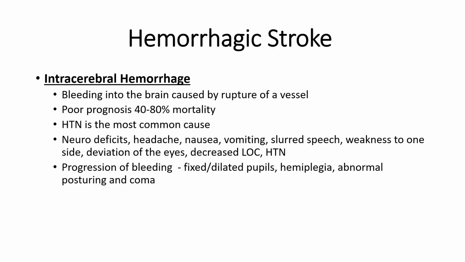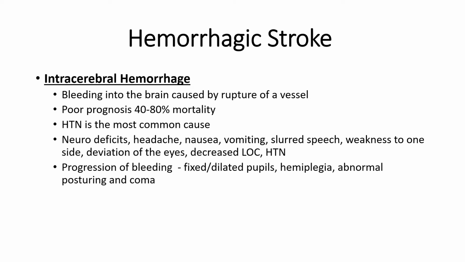So now we're going to talk about hemorrhagic stroke. So this is an intracerebral hemorrhage, and this is bleeding into the brain caused by a rupture of a blood vessel. That's a very poor prognosis. There's a 40 to 80% mortality rate. And like I had said before, hypertension is really the most common cause of an intracerebral hemorrhage. The blood pressure gets so high it actually ruptures a vessel in the brain.